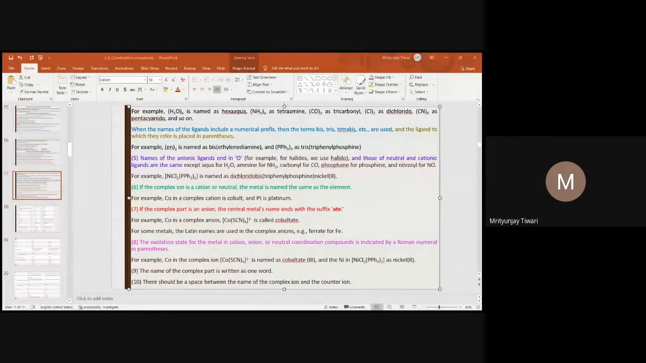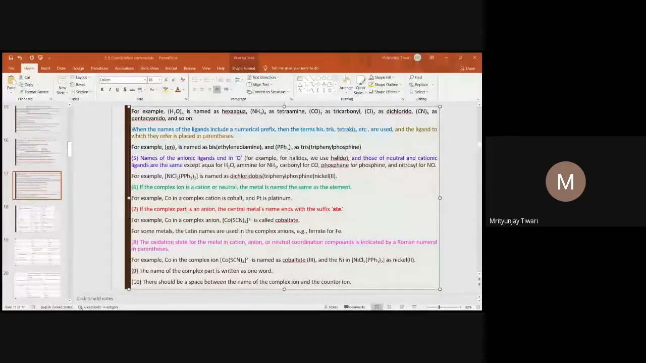So if the complex part is an anion, the central metal's name ends with the suffix "ate". For example, we have already seen how some metals, and this is an important point, Latin names are used in complex anions. Example: ferrate for Fe, cuprate for copper, argentate for silver, stannate for tin, and so on.